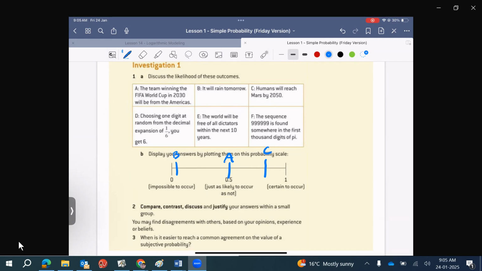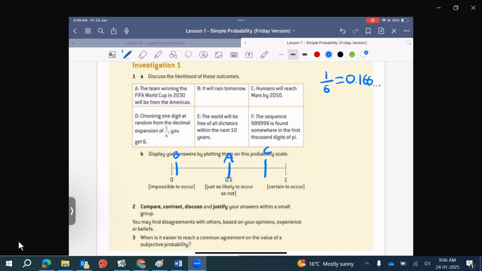Choosing one digit at random from a decimal expansion of 1/6. So get your calculator. Type in 1 divided by 6 and look at the decimal expansion. You'll see that 1/6 is equal to 0.166 recurring. So how likely is it to get a 1 from this?